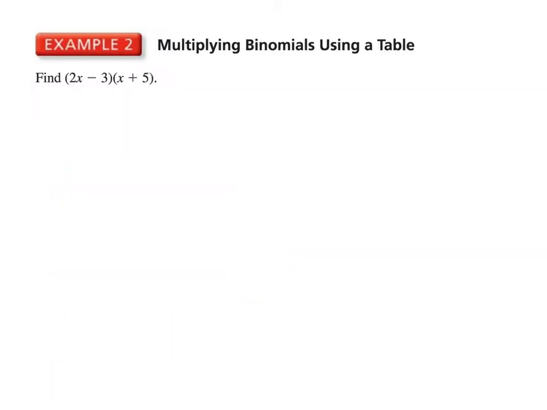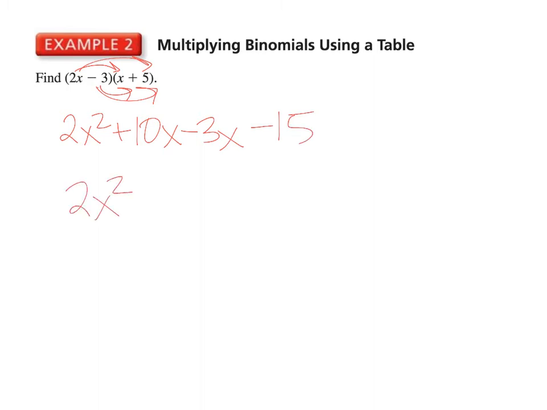All right, multiplying binomials using a table. All right, you don't have to use a table. I mean, just use the simple FOIL method. 2x squared. Then you have plus 10x. You have negative 3x, and then you have negative 15. All right, so you have 2x squared plus 7x minus 15. Done.